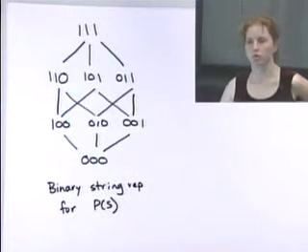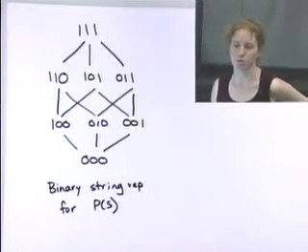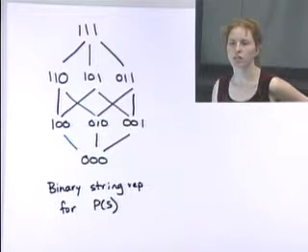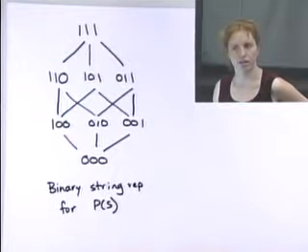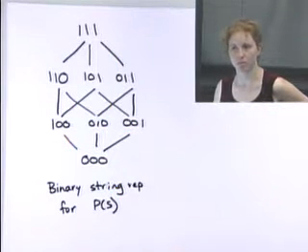So this is the binary string representation for the power set of S, where S was the set containing 1, 2, and 3. And Van mentioned that this looks like our gray codes problem. How does this look like the gray codes problem? Because when you go along any edge of the graph from one binary string to another, only one element changes. That's right. So if we go along any of the edges here, we have a 1-bit change.